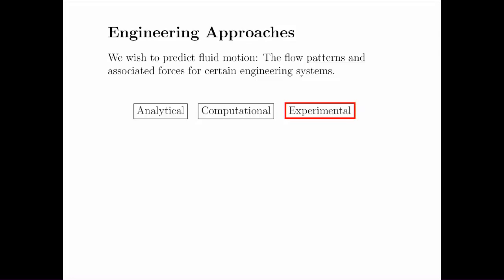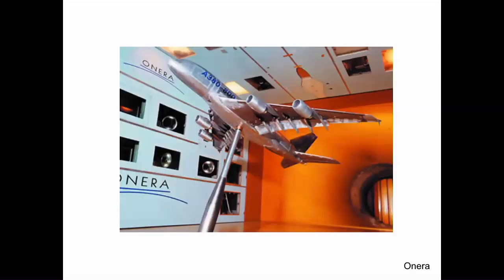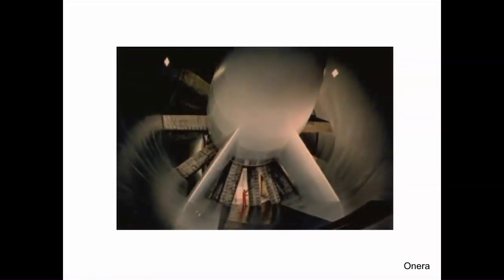In the experimental method, basically what you do is you test scale models. So here we have a model of the Airbus A380, and this is in a wind tunnel facility somewhere in France, I think, owned by Onera. To generate the flow over this aeroplane, you need a large fan to generate this flow over the scale model.